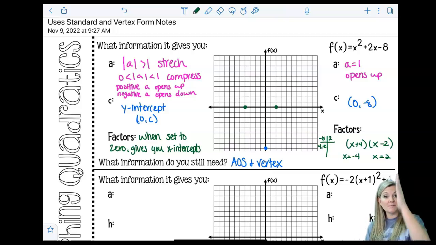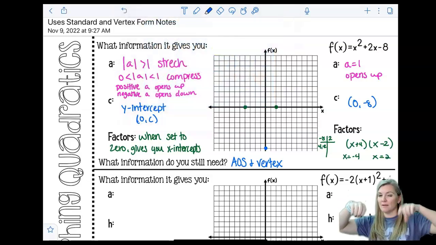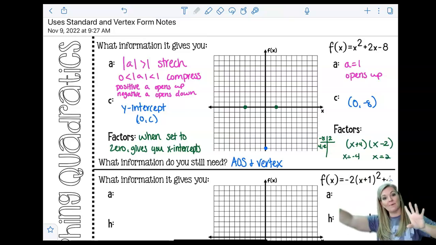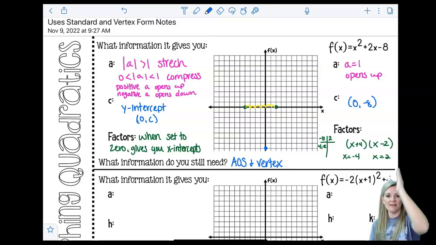Your axis of symmetry is going to go in between those points. So the axis of symmetry is going to go in between the x-intercepts, okay? Because what's happening on the left is happening on the right. So I'm going to go one in on the left, one in on the right. One in on the left, one on the right. One on the left, one on the right, and there in the middle is my axis of symmetry.